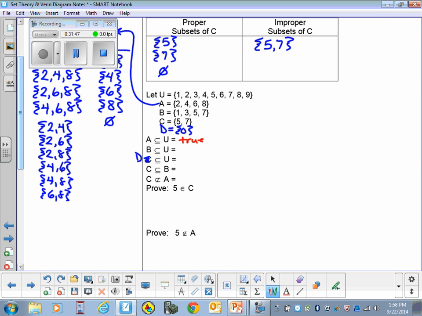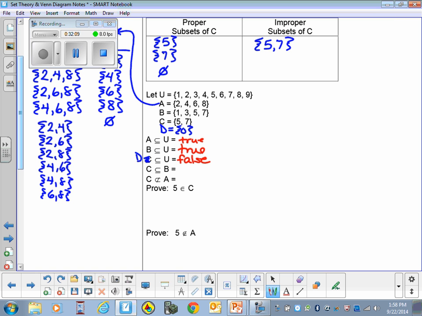Is B a subset of our given universe? Yes, that's true. Is D a subset of our given universe? False. 0 was not in our universe. So D is not a subset.